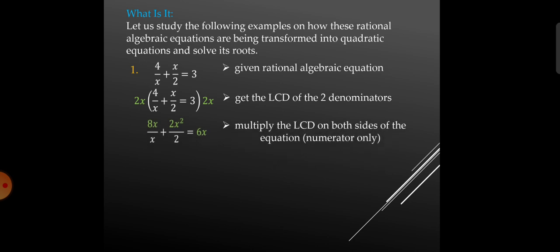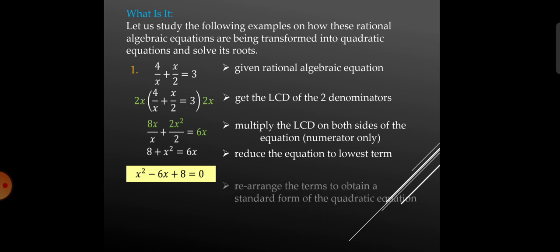Then, multiply the least common denominator on both sides of the equation. Again, sa numerator ragyud. 2x times 4 is 8x, copy denominator x, plus 2x times x, 2x squared, copy denominator 2, equals 2x times 3, 6x. Then, atong i-reduce ang equation to lowest term. 8x divided by x, cancel ang x, nabilin 8. Plus, 2x squared divided by 2, makancel ang 2, nabilin x squared. Bring down x equals, bring down 6x.